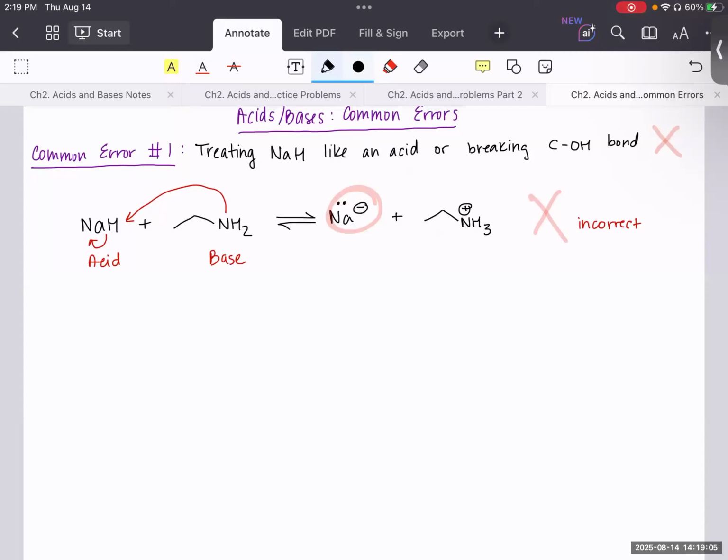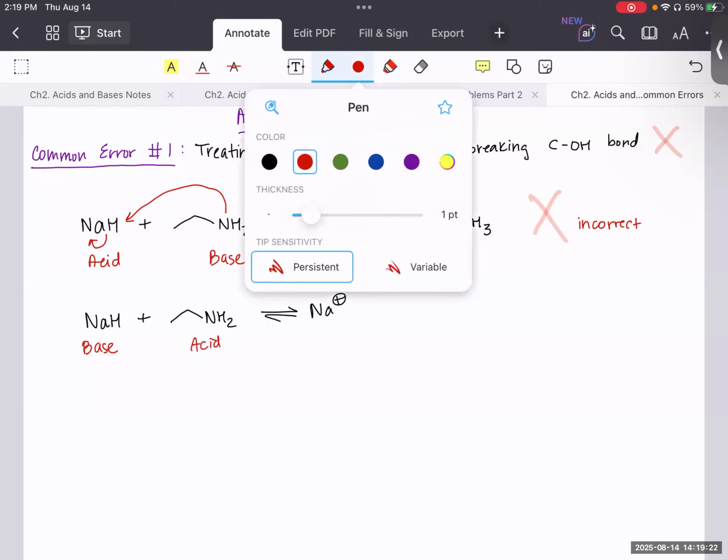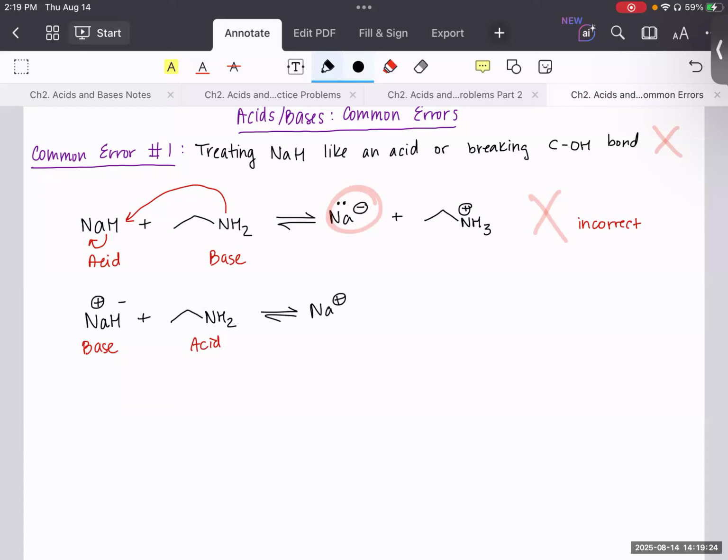The correct way would be to have the sodium hydride treated like a base, meaning that we split up that sodium into the sodium positive and the hydrogen with the minus charge, meaning that hydrogen has a lone pair of electrons. We instead start the arrow at the lone pair, draw it to the other hydrogen on the other molecule, and then break that nitrogen-hydrogen bond.